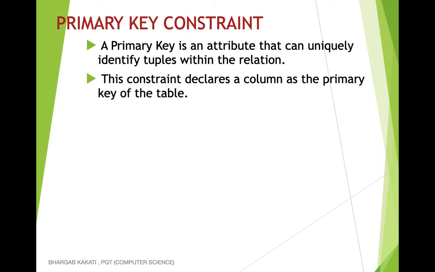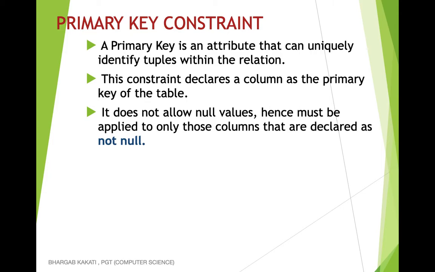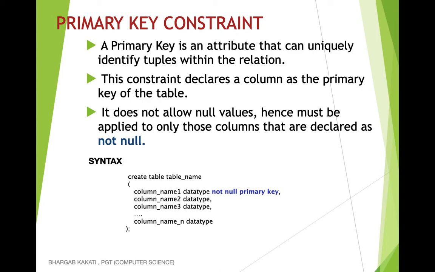This constraint declares a column as the primary key of the table. One necessary condition for primary key is that it does not allow null values. Remember, primary key cannot take null values. That means if you specify a column as primary key, then that column will not be able to take null values. It does not allow null values, hence it must be applied to only those columns that are declared as not null.